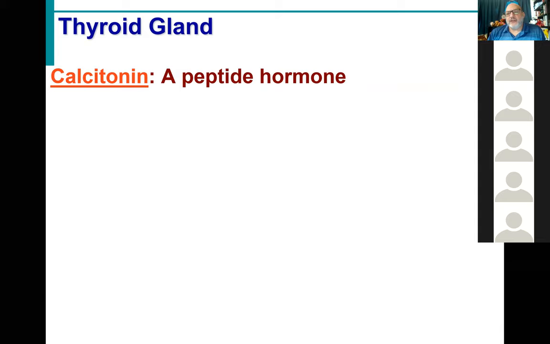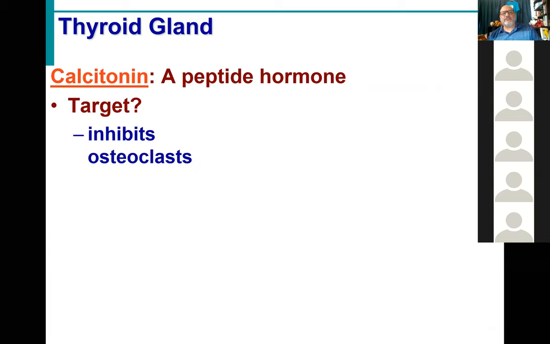Thyroxine and triiodothyronine are produced by those follicular cells, right? Have the same function, have the same targets, have the same regulation. Calcitonin is produced by a completely different cell in the thyroid gland. And it has a completely different target, right? Whoops. Calcitonin may have been something that we talked about way back in 430 when we talked about regulating bone density. One of the things that calcitonin does is it targets the osteoclasts, inhibiting the osteoclasts.